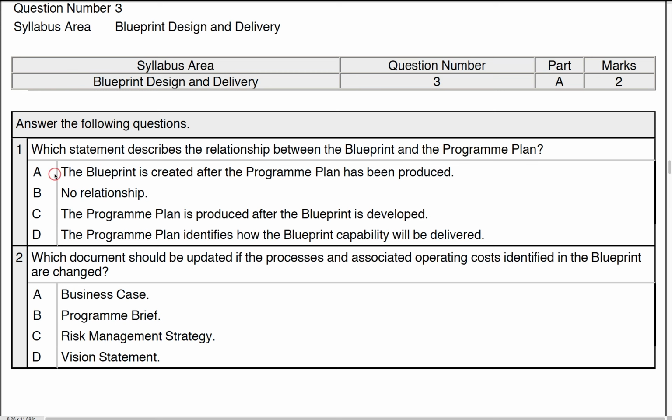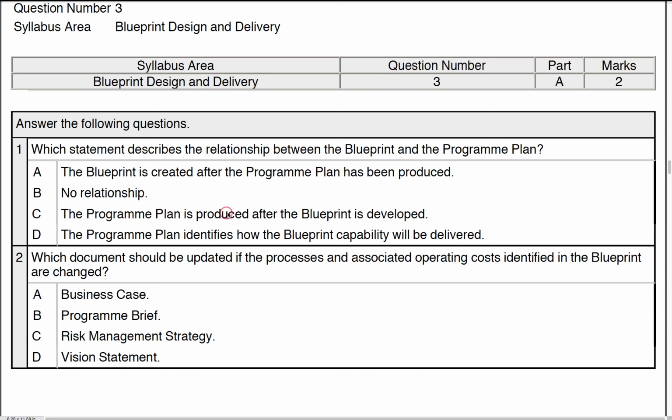the relationship. So A, the blueprint is created after the program plan has been produced. Well, this is rather back to front because the plan really needs to understand what the blueprint is to help the plan get ahead. And the blueprint can be refined as we go through the program plan development as well. B, there is no relationship. Well, we've worked out there certainly is a relationship, so answer B is also incorrect.